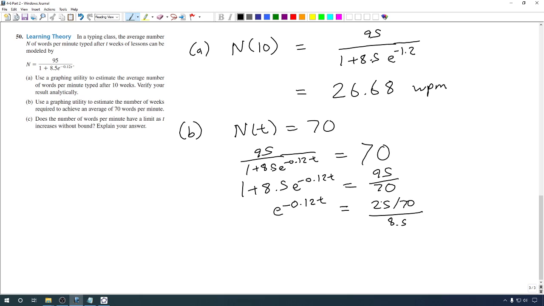And I'm not going to work this out right away. To be a little bit more exact when I put this into a calculator, I want to write out a formula and then do it all at once. That way the calculator can save more digits as I go. Of course, now we turn this into a logarithm. What was inside the exponential is now outside, and the outside is now inside. And finally, I divide by negative 0.12.